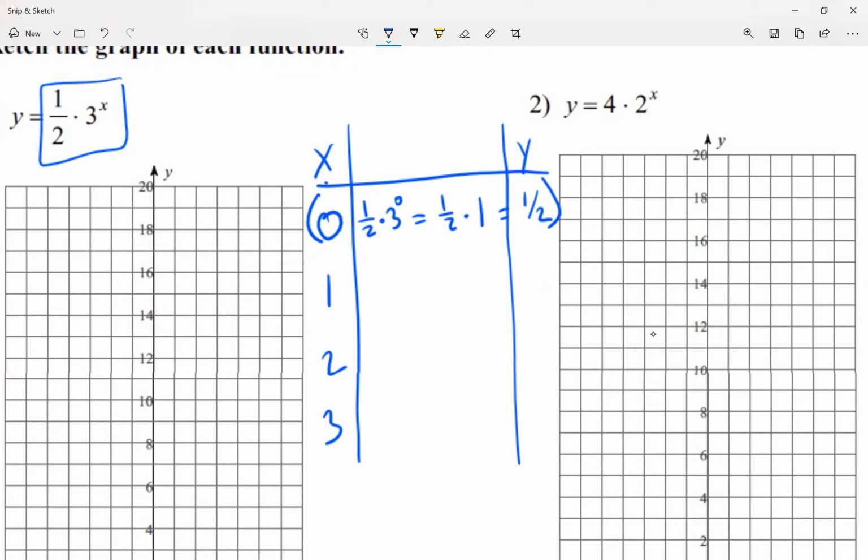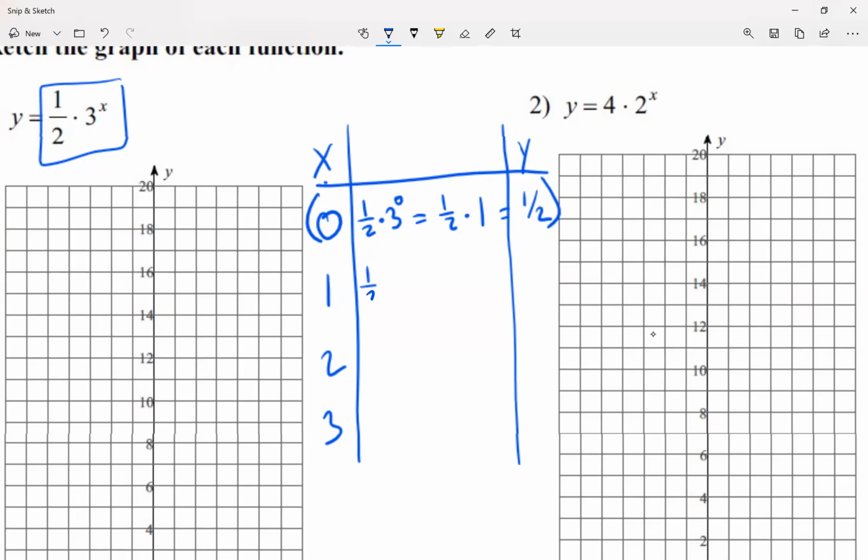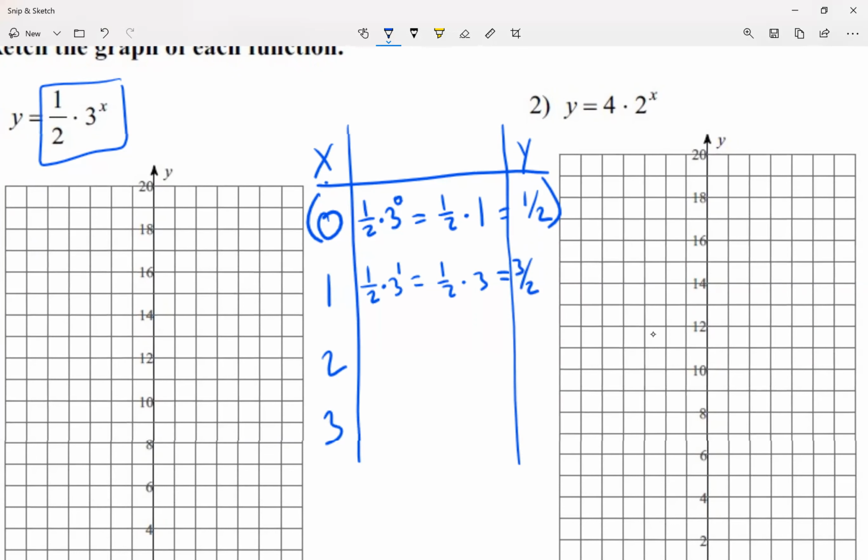Okay, now let me find another point. Let me write the equation 1/2 times 3 to the 1. Because now I'm saying, what if x equals 1? That is basically 1/2 times 3, right? Because 3 to the 1 is 3. So 1/2 times 3 is 3/2, which is roughly 1.5 in decimals. So I can easily graph that one.